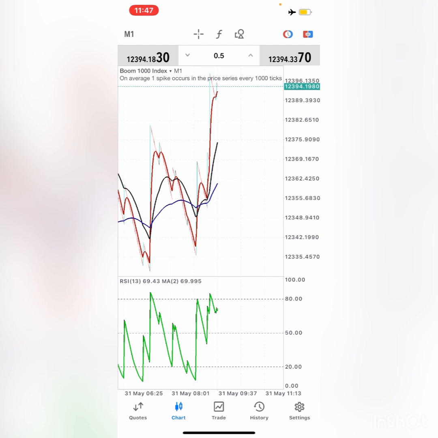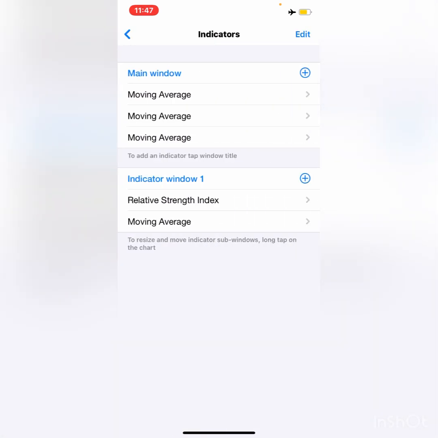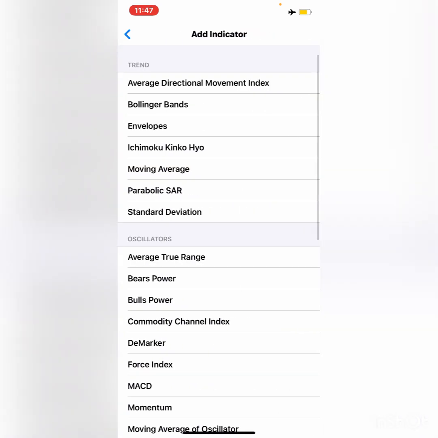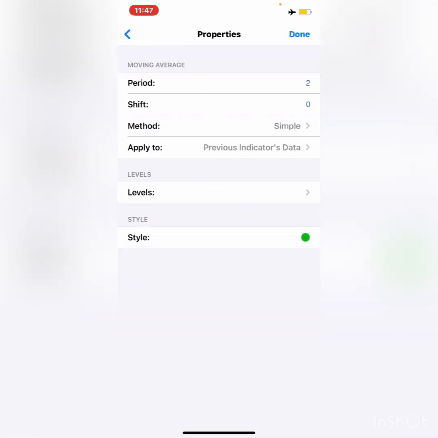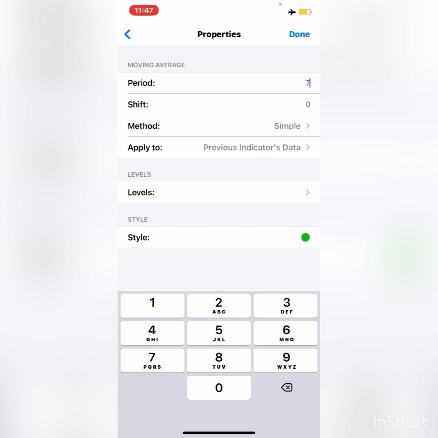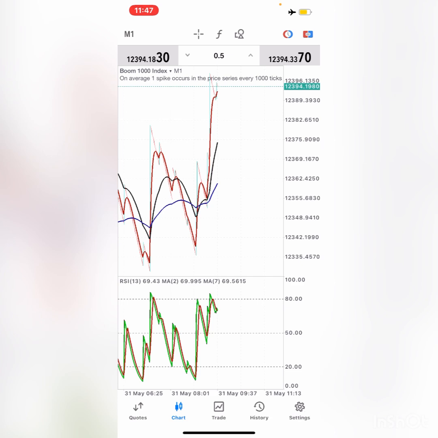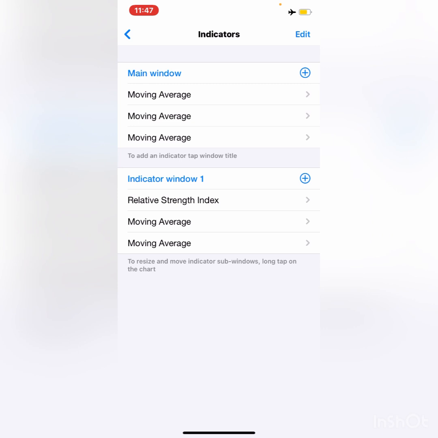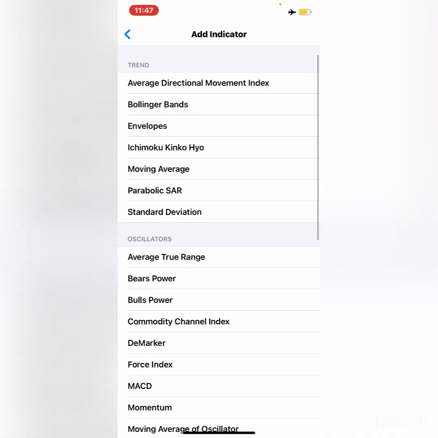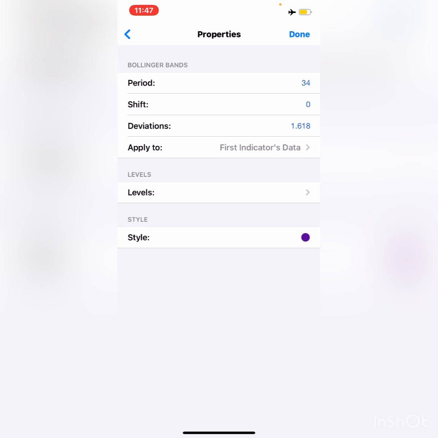The next thing that we need to add for our TDI is a moving average again, and this time it will have a period of 7. For those that are familiar with the TDI, they know these settings. Shift 0, method simple, apply to previous indicators data. Color, I'll choose the color red. Save, done.